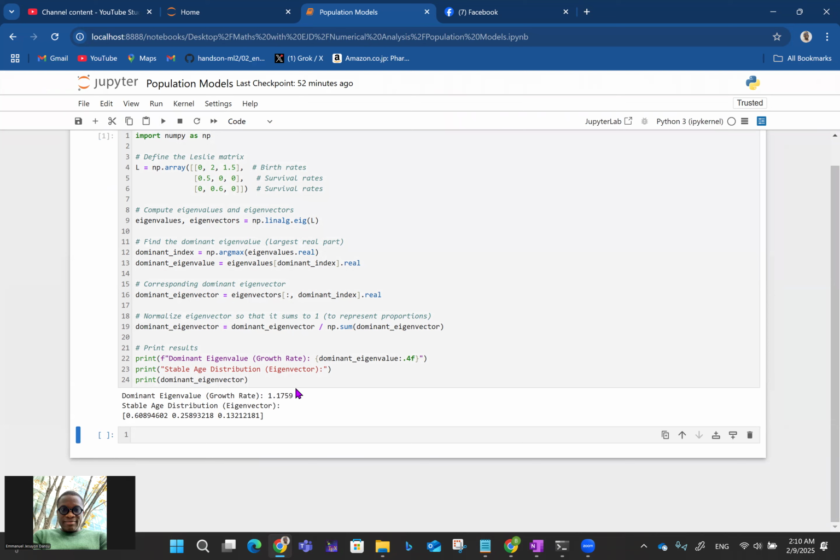The other ones don't really matter because the dominant eigenvalue decides the fate of the population in the long run. And you see that the population is at 117%. It means that it's increasing by 17.59%. And then the stable age distribution will now be 0.608. That's the proportion. So 60.90% are juveniles, 25.89% are adults, and 13.21% are seniors. So that's how that has been. It's such an interesting thing to look at.